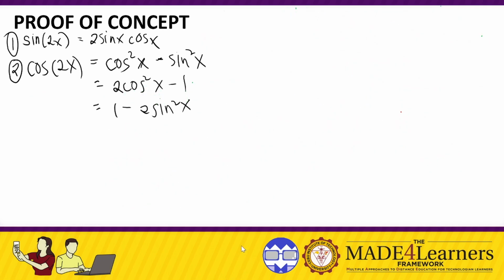Okay, so we're done with the sine 2x and cos 2x. So lastly, we need tangent 2x. So how do we find tangent 2x? For tan 2x, we have tangent of x plus x. And remember the sum and difference identity of tangent.